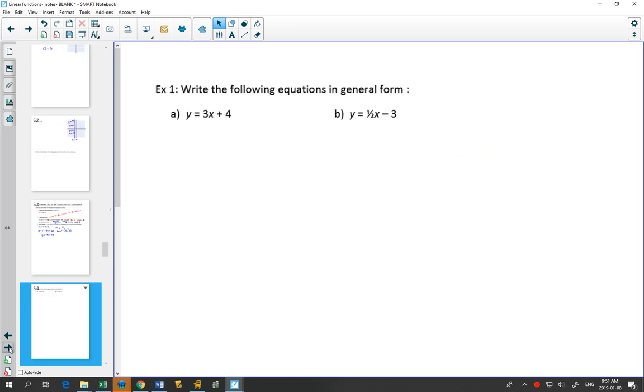One of the things that you're asked to do is to take one form of the equation and write it in another form of the equation. So the thing you need to memorize about the general form: the general form has no fractions, no decimals. And the general form, whatever's in front of the x has to be positive. We make one side equal to 0.